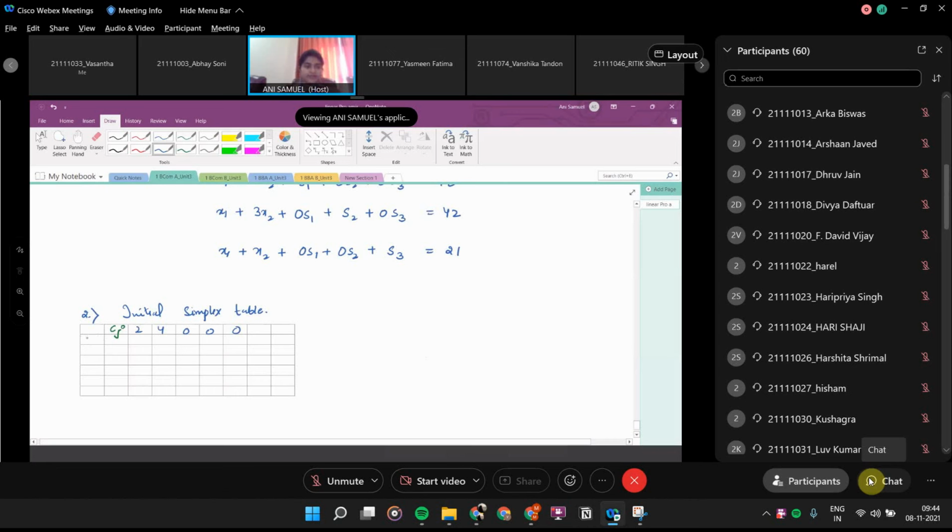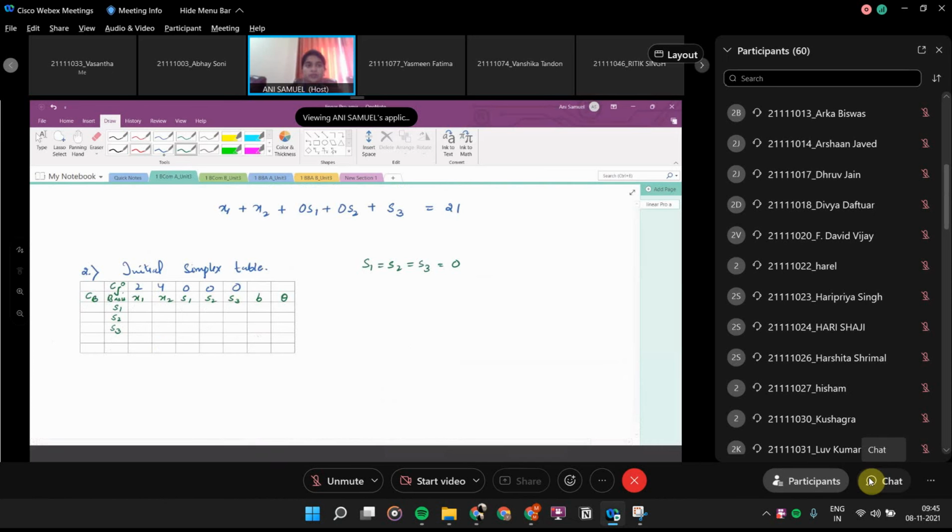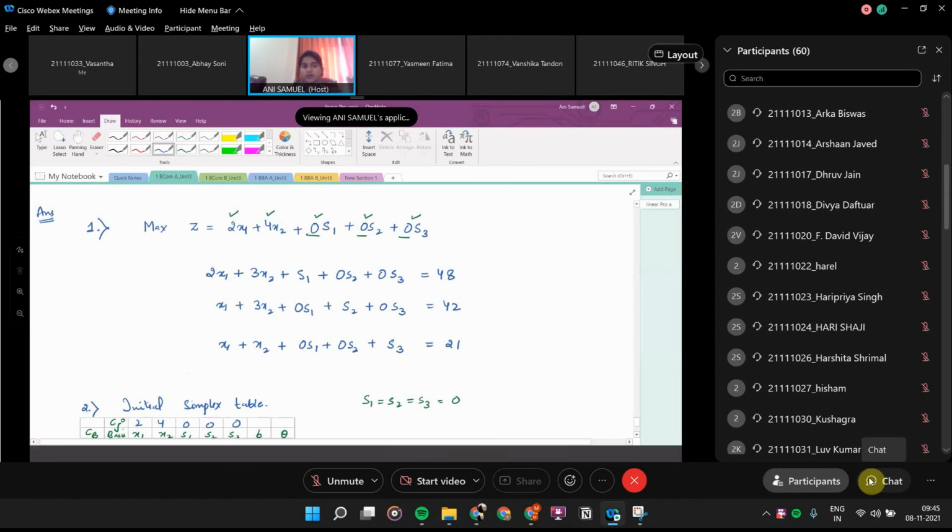Then you have CB, you have your basis, then your variables x1, x2, s1, s2, s3, b and theta. You have to remember it for a while, then after practicing it will be okay. Now below basis you will be writing your slack or surplus variables. Initially the values that you take for all s1, s2, s3 are 0. As you can see from your objective function, all these three are zeros. So my CB carries 0, 0, 0.